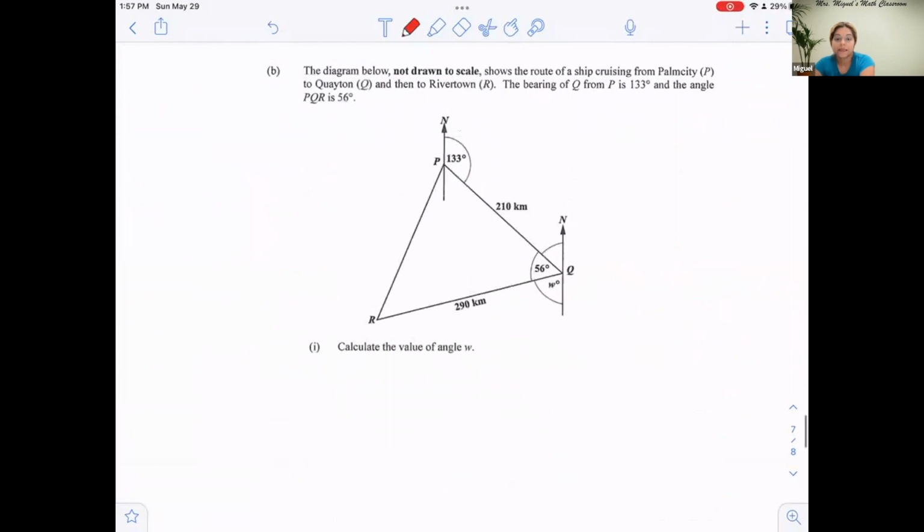So the diagram below, not drawn to scale, shows a route of a ship cruising from Palm City to Caton and then to Rivertown. The bearing of Q from P is 133 degrees. So let us try and understand this. P is where I set up my north line, and I start to measure until I find the line that is connecting Q. So that angle is 133, I have that. The angle PQR is 56. So we have that information.